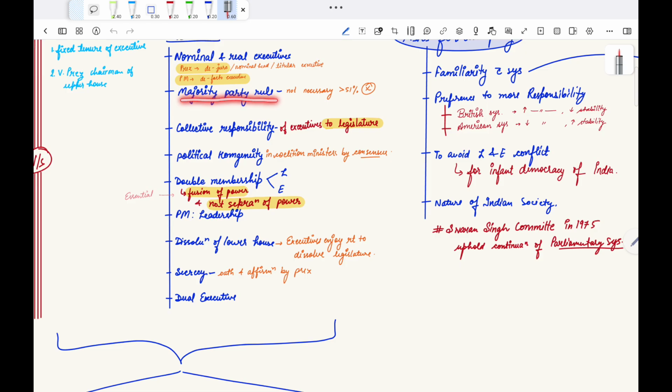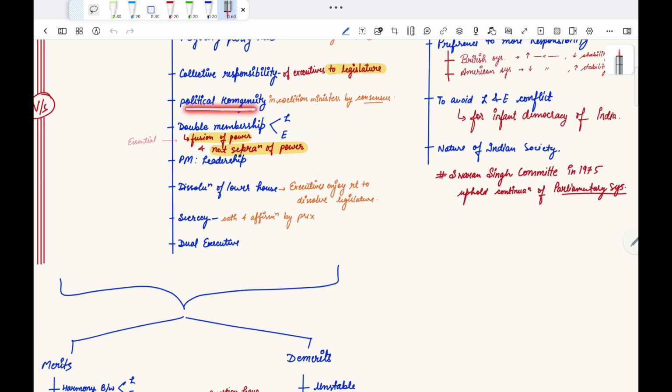Next, majority rule party. It does not necessarily have to be more than 51%, it just has to be the majority. It could be any percentage, but more than all others. Next, we have collective responsibility, that is, of the executive to the legislature. Next, we have political homogeneity in coalition ministers. In coalition, ministers are to be appointed as per consensus. Next, we have double membership, that people have double membership in the legislature and the executive. This basically means that there is fusion of power and no separation of power.